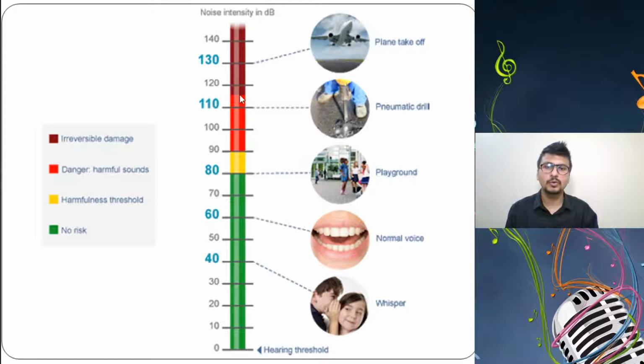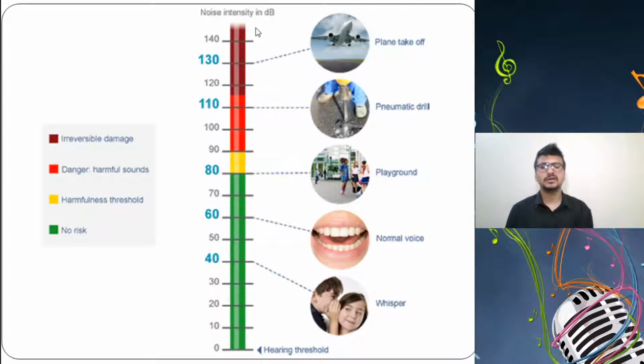When we talk about above 120, that is the maroon zone, that is irreversible damage. If somebody gets damage from that sound, it cannot be cured by any ENT specialist or neurotologist. You cannot have a treatment for that. For example, let's take the example of an airplane takeoff. I hope you must have heard that sound in the movies or in programs, an airplane takeoff.